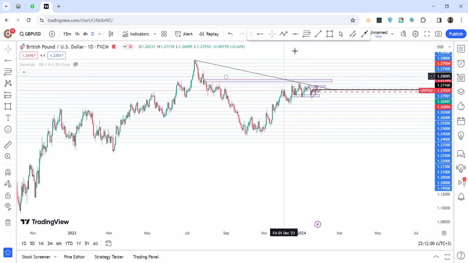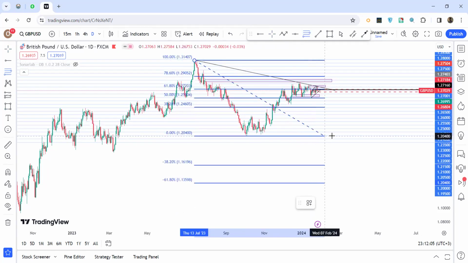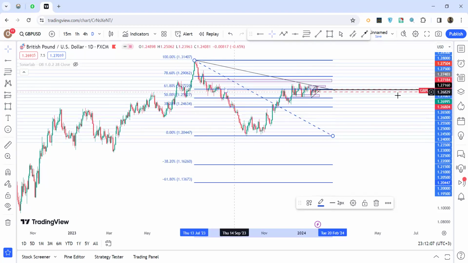You have to just react accordingly, right? But the bias, you have to have a bias. If I pull a fib from here to here and stretch it to the right, to the future, you can see that this is the 61.8 and the market just keeps playing around that.